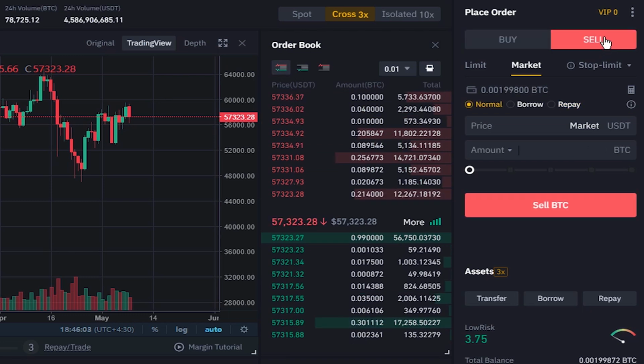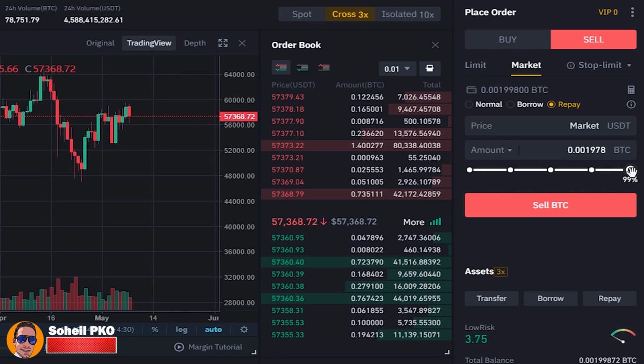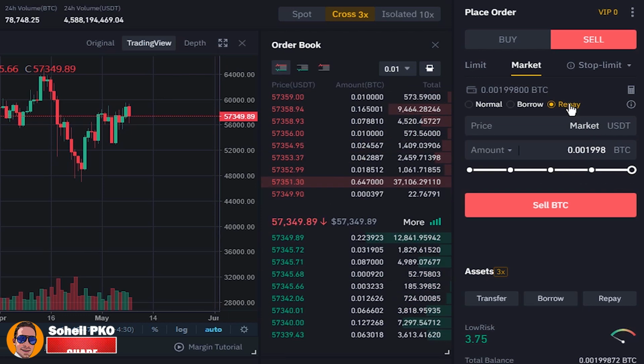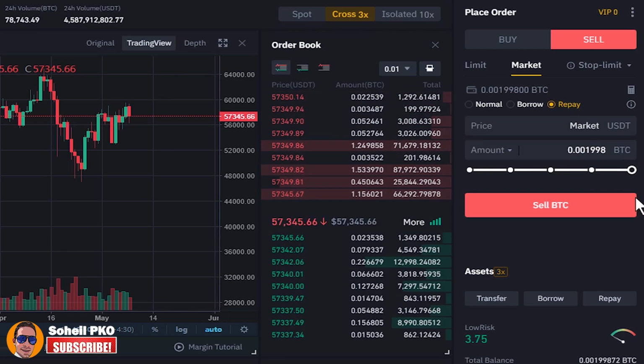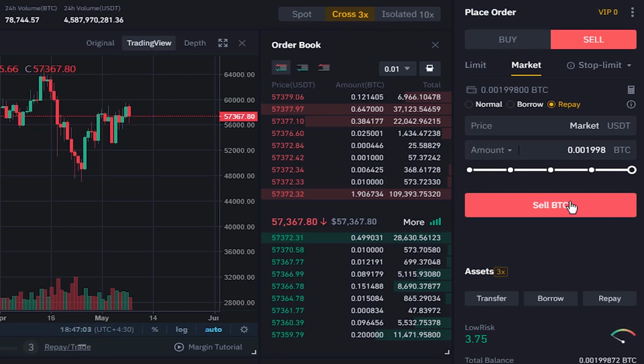We go to the sell tab, selecting repay. We want to sell 100% of our available Bitcoin because the repay option is selected. So after the order is executed, our total debt will be repaid automatically. We click on sell BTC.